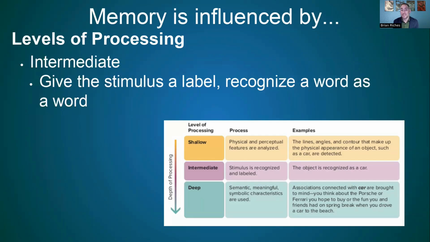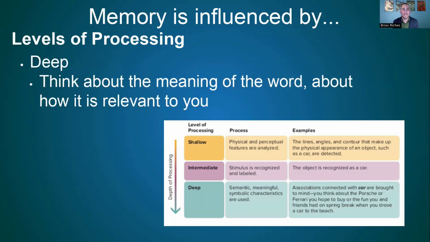Intermediate processing is a little more likely to go into your memory. Here, you'll give that stimulus a label. I see the color blue on the screen. I see the color pink on the screen. I recognize a couple words. I recognize the word label. I recognize the word recognize. So that is an intermediate level of processing of these words that we see on the screen right now. A deeper level of processing is thinking about the meaning of the word, how it's relevant.